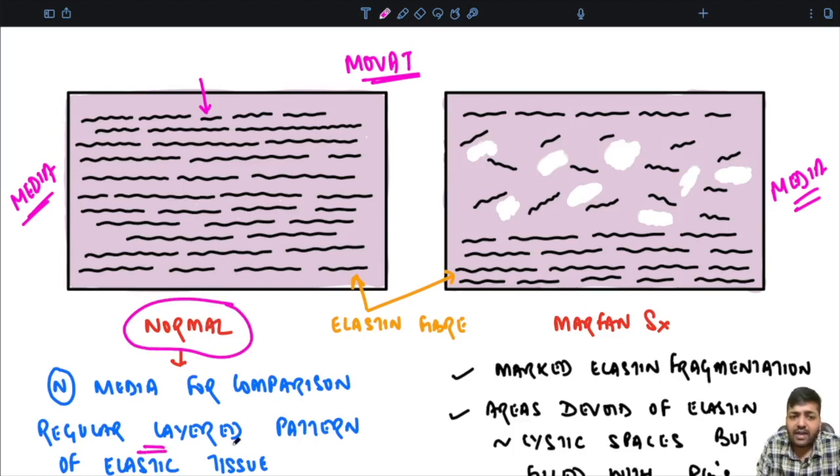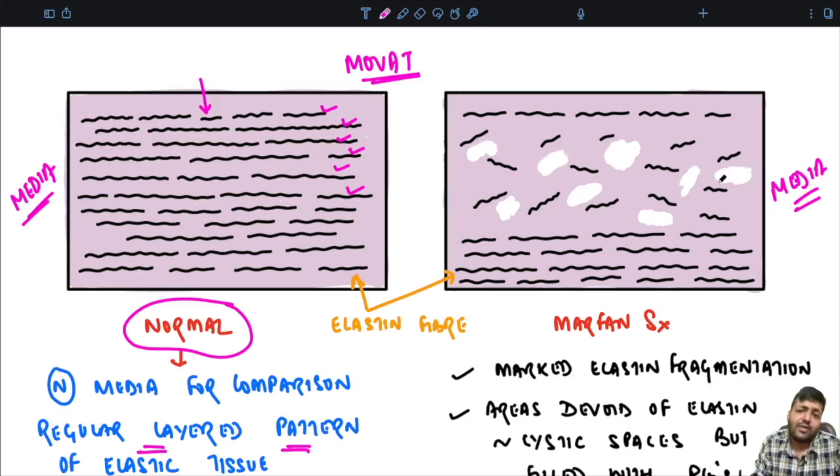Normally, if you look at the tunica media of the vessel wall, they show a regular layered pattern of elastic tissue, as you can see. These are elastic tissue or elastic fibers. You can see how they are regularly arranged on top of each other. This is a normal arrangement of the elastic fibers in the tunica media.